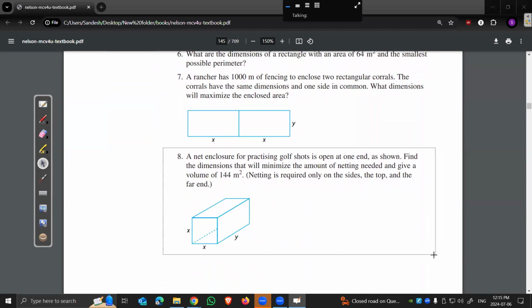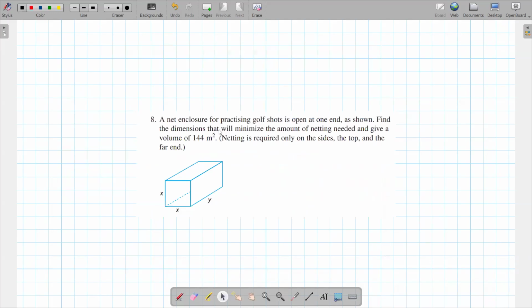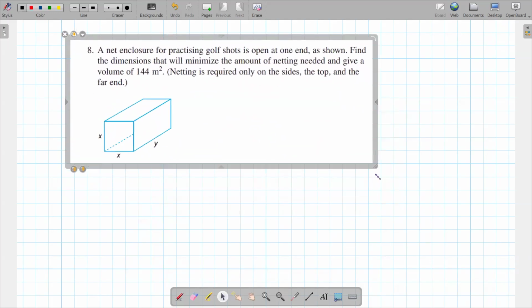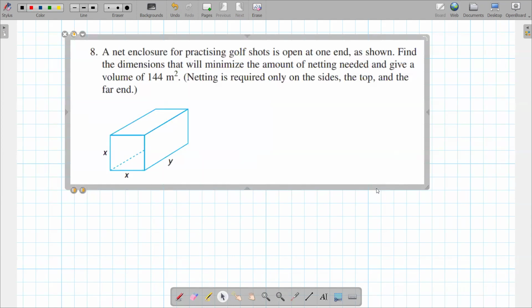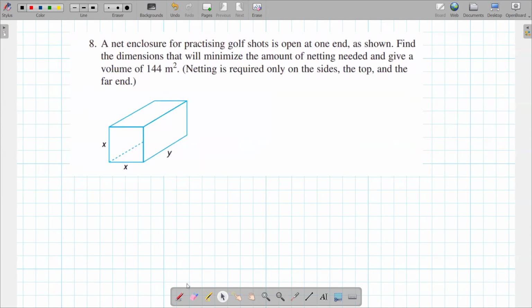Let's try this. So this is like a netted area. This is your golf ball here, and you whack it into this area to practice your golf shots.